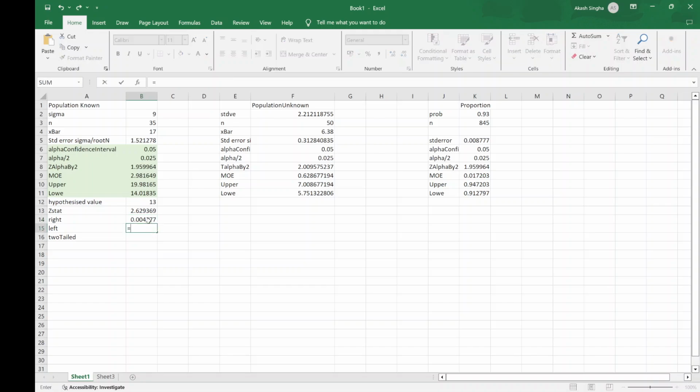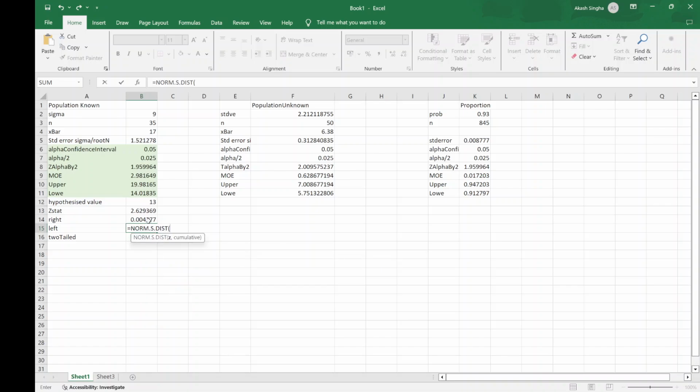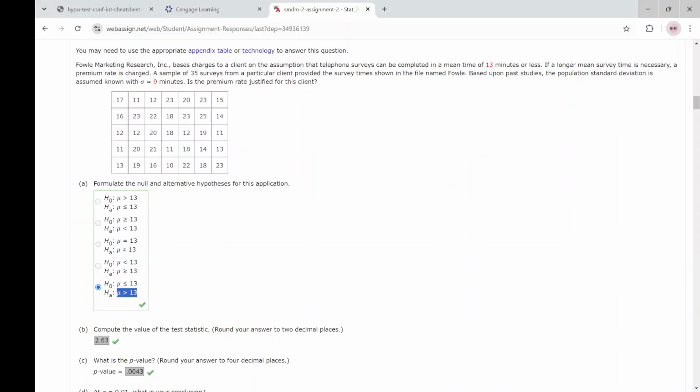Left hand will be norm.s.dist, and two tail would be 2 into this. So it is right tailed. So the p-value is 0.004277.